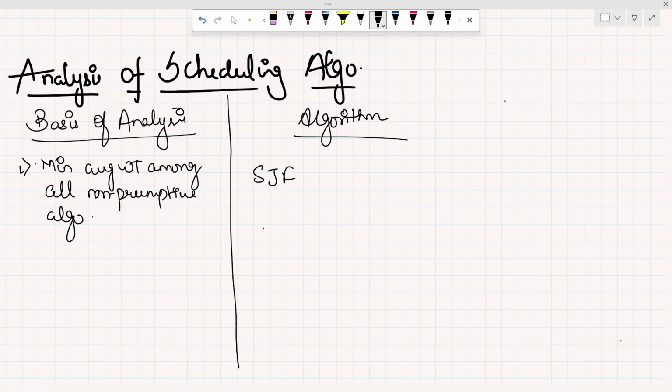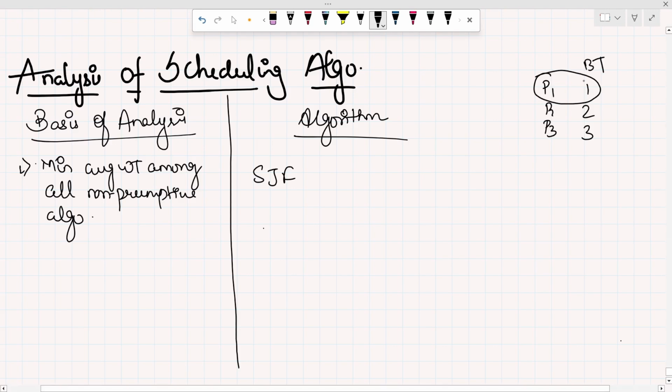Let's see this as well. In SJF, what basically happens is, let's say we have three processes, P1, P2, and P3. In SJF we select those processes which have a minimum burst time. So P1 comes and executes, then P2 executes, then P3 executes. Whichever has the smallest burst time will execute.